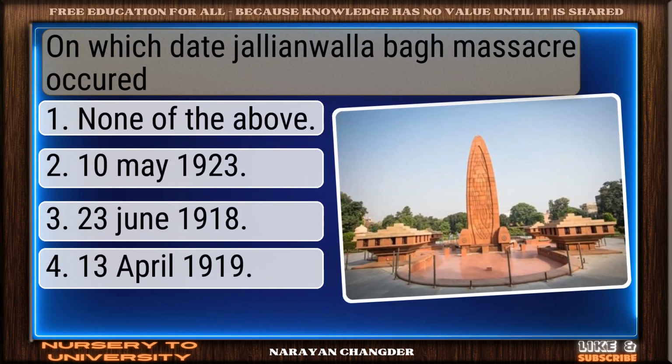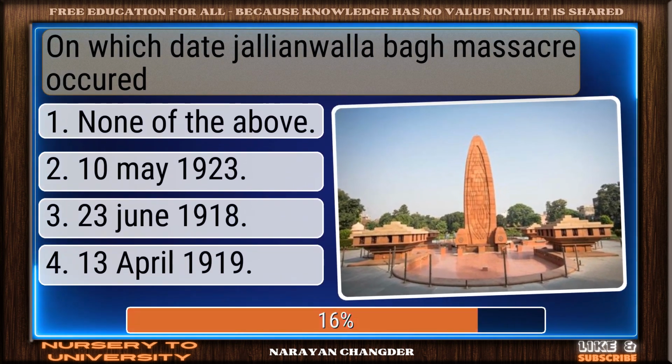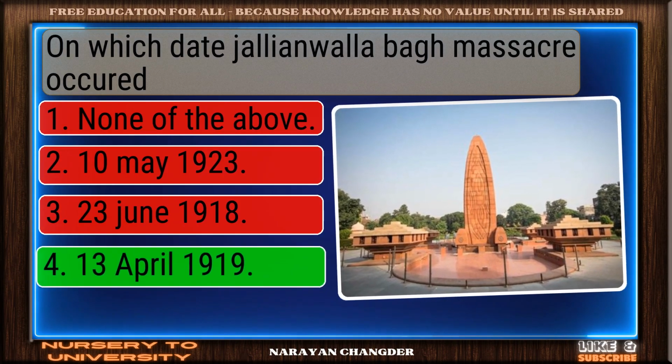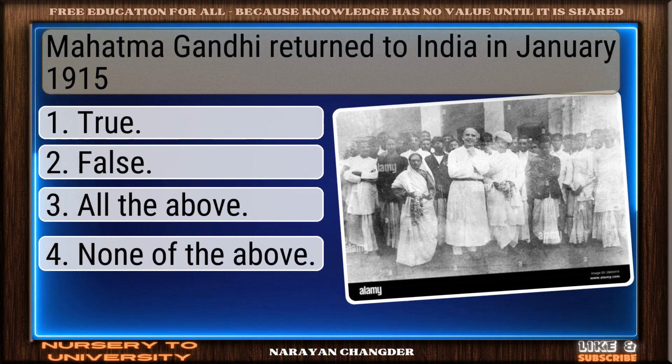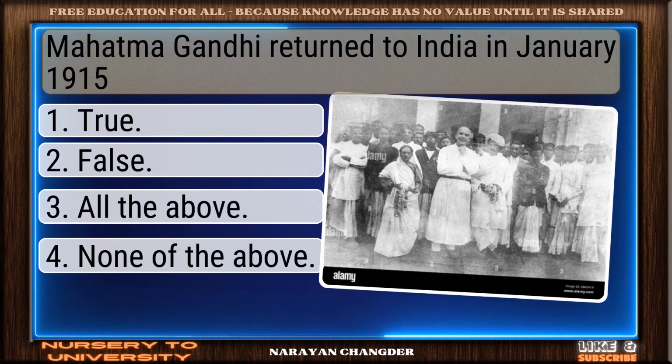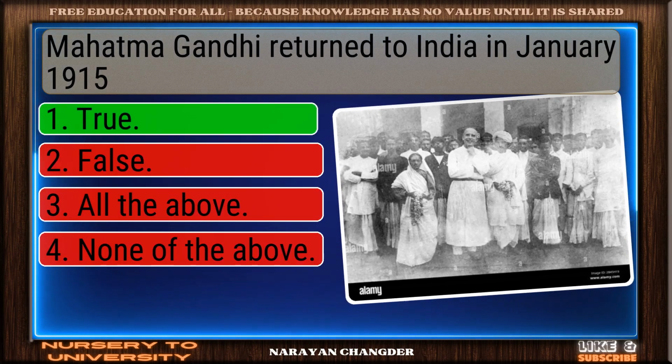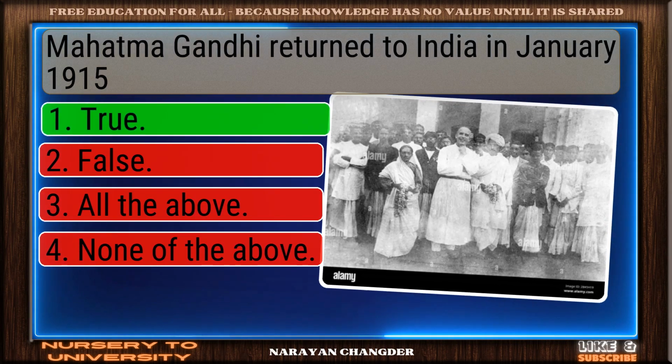On which date did the Jallianwala Bagh massacre occur? 13 April 1919 is solid. Mahatma Gandhi returned to India in January 1915. Clear logic. True is sound.